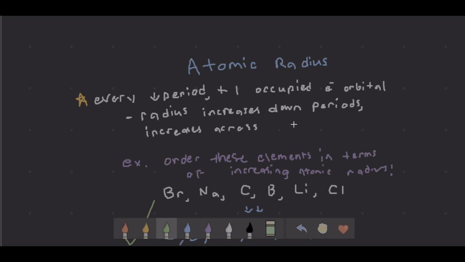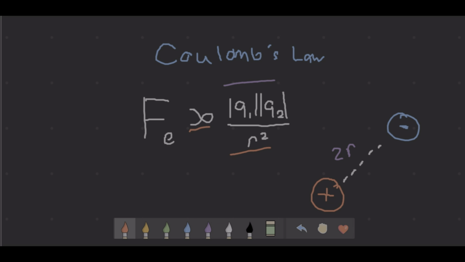And then atomic radius decreases across because what's happening is, here, let's refer back to Coulomb's law. Across a period, you're not adding an extra electron orbital to contribute to the distance, but you're actually adding protons. Therefore, your effective nuclear charge is increasing, which is a stronger force, because effective nuclear charge, or Q1, Q2 basically, is on top of the equation, meaning that as it increases, it contributes to a higher Fe.